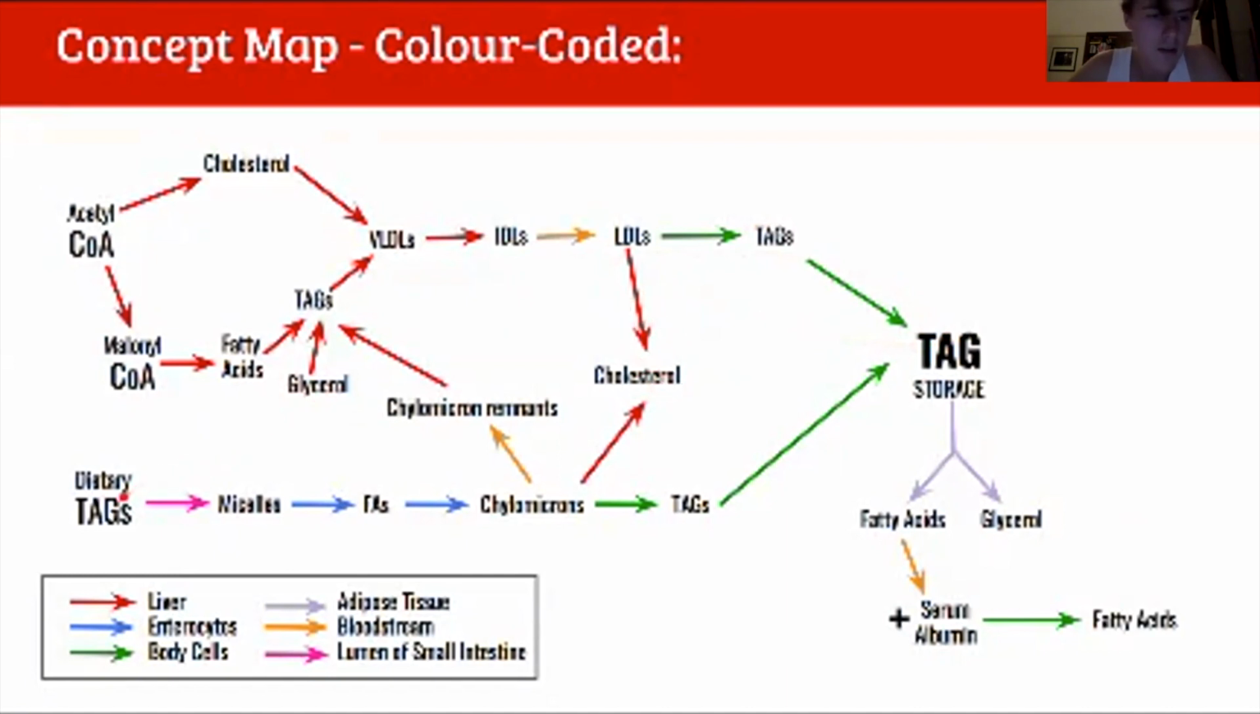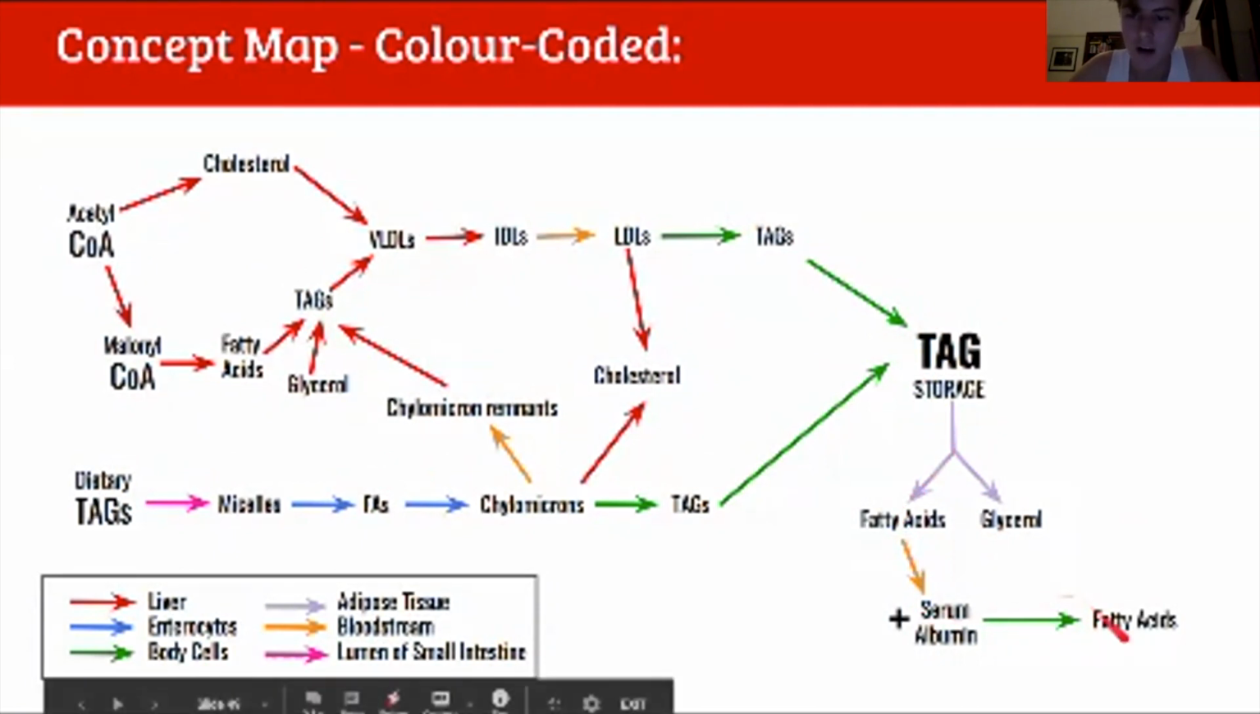The other way that we get fat into our cells is by eating them. They turn into chylomicrons. The chylomicrons deliver fat directly to tissues, but they also turn into chylomicron remnants, which go into the liver and get processed via the endogenous pathway here. And then finally, when we need to use them, they break down due to triacylglycerol lipase, and then those fatty acids bind to serum albumin and go to the target tissues.